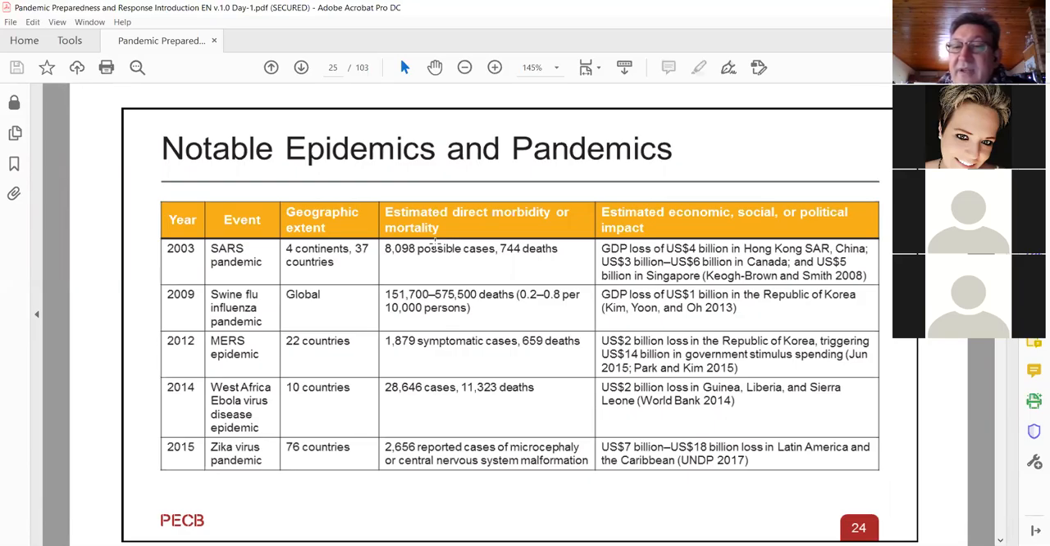And the estimated economic, social, and political impact was the GDP loss of $4 billion in Hong Kong. In China, it was $3 billion to $6 billion, in Canada, and $5 billion in Singapore. That is huge amounts of money. If you're looking at 2009, all of us remember the swine flu.